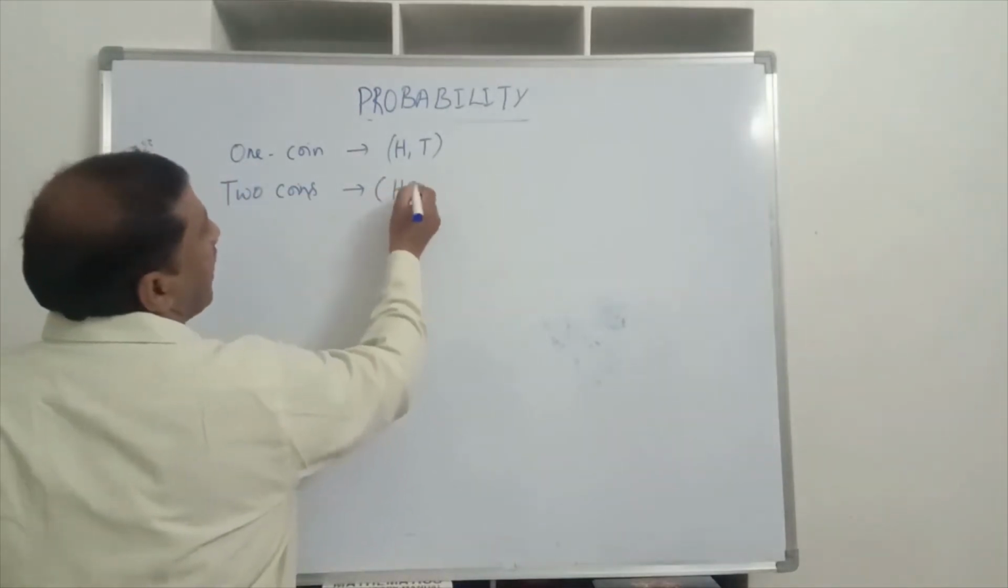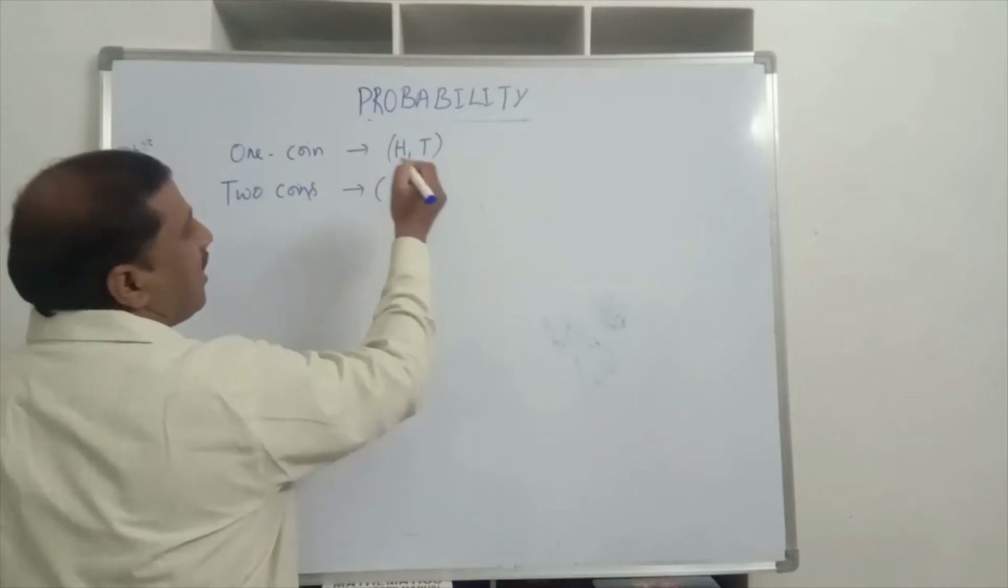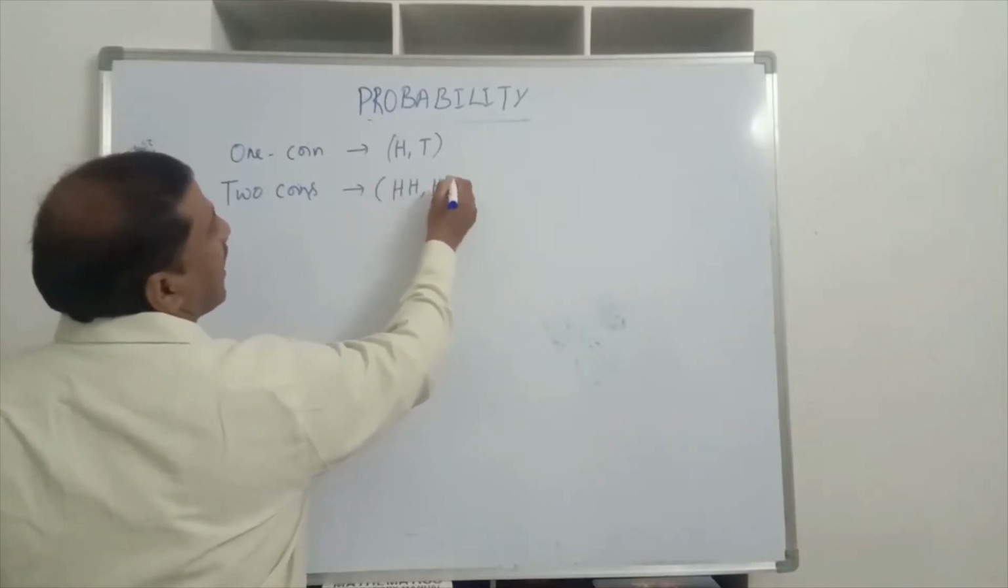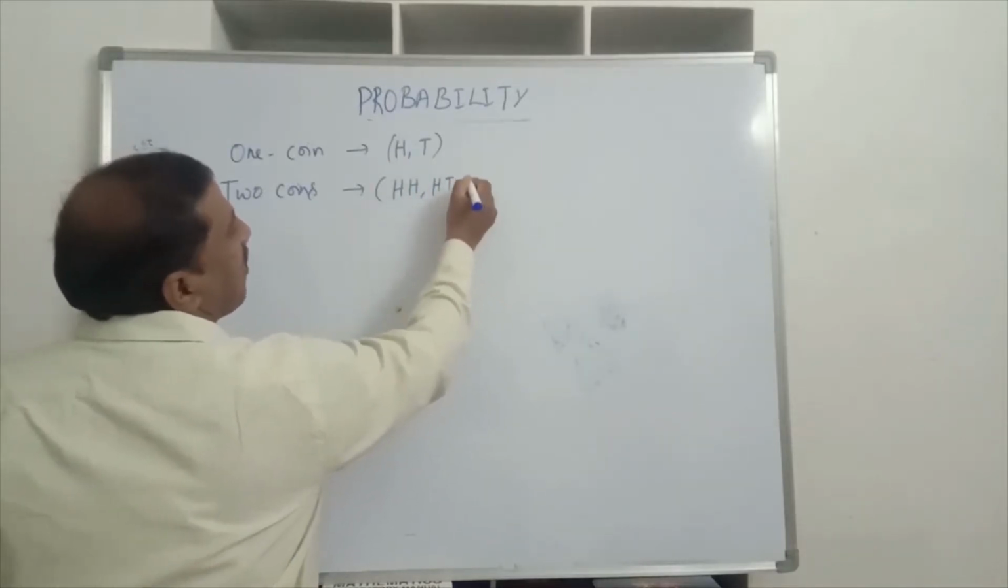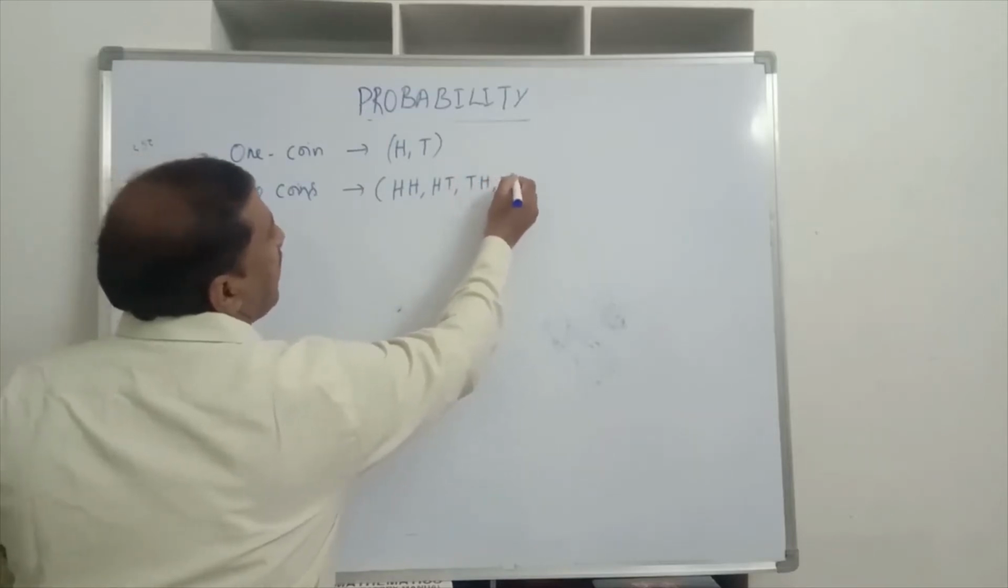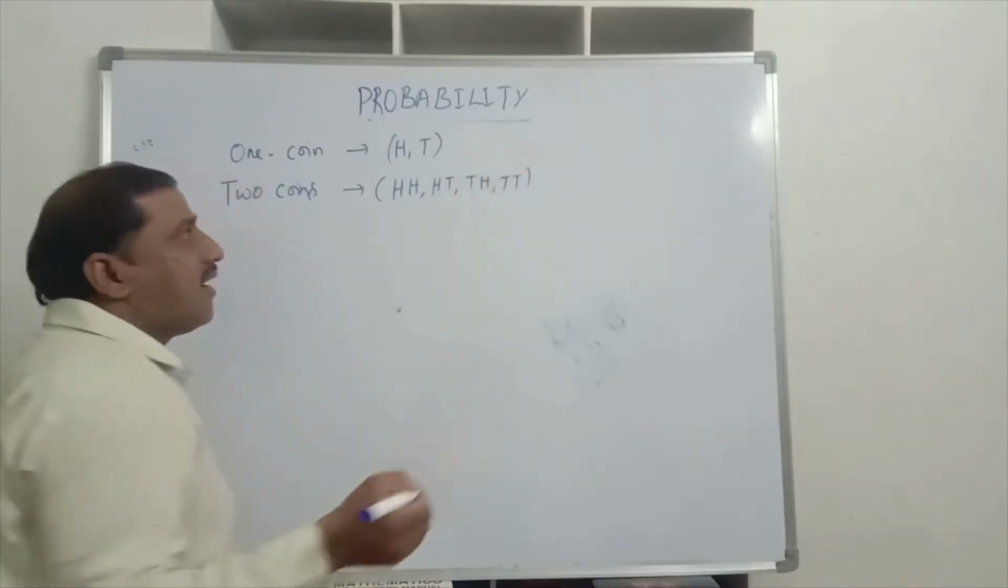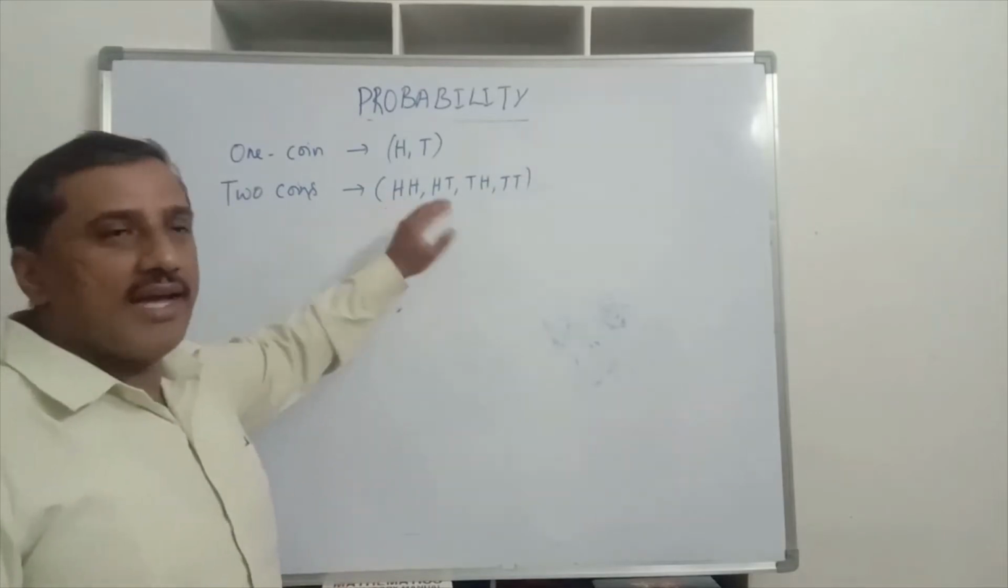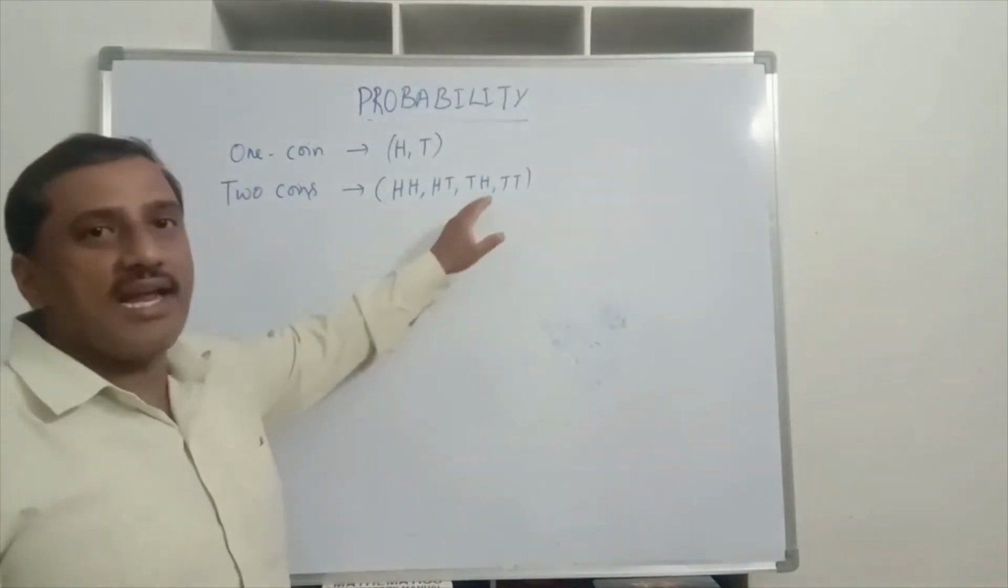First coin is head, second coin is also head. First coin is head, second coin is tail. First coin is tail, second coin is head. First coin is tail, second coin is also tail. That is HH, HT, TH and TT.